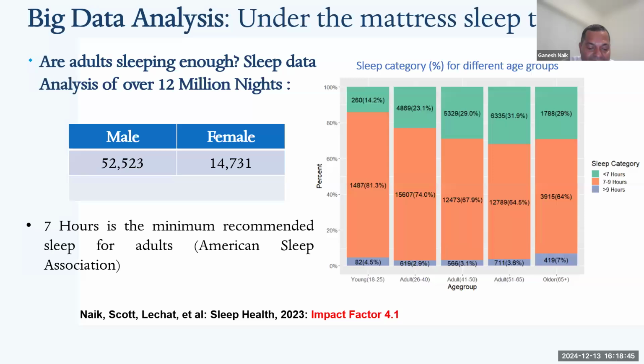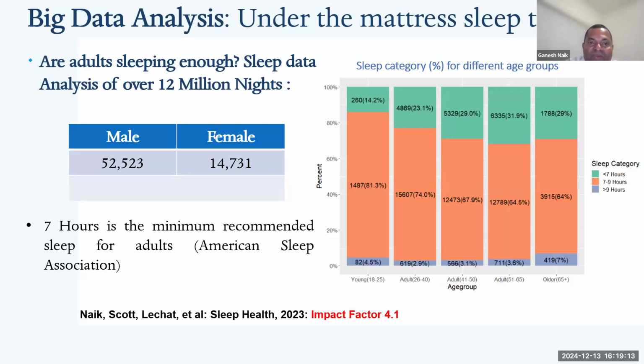But again, in some countries, especially in Western countries, sleep is taken very seriously. But in developing countries and other places, people usually ignore the importance of sleep. So 7 hours of sleep is the minimum recommendation. So that's the American Sleep Association. They are the worldwide body.